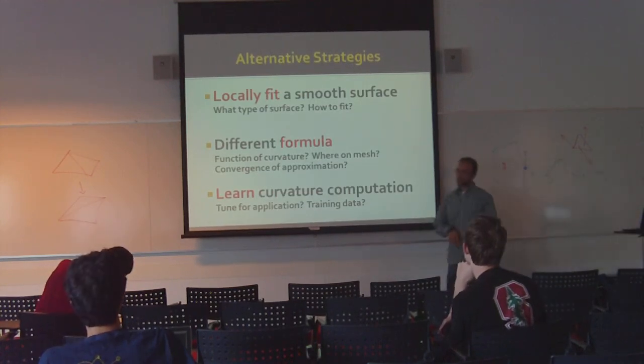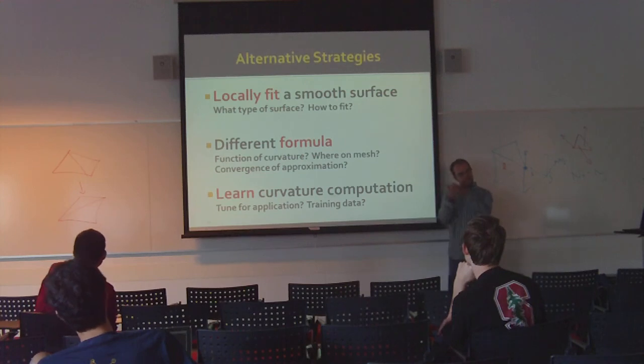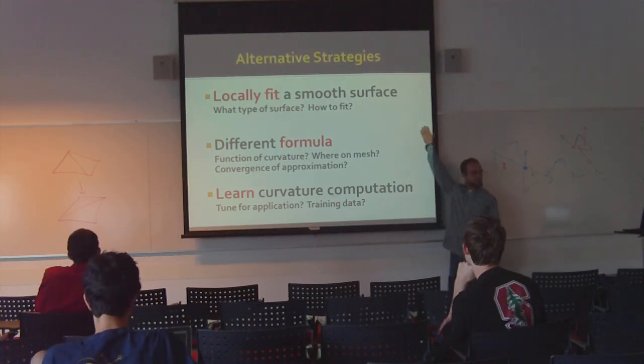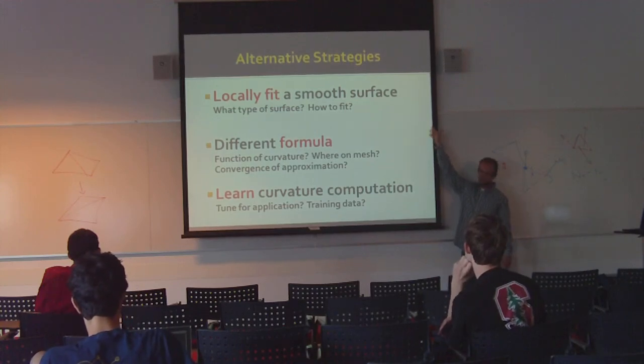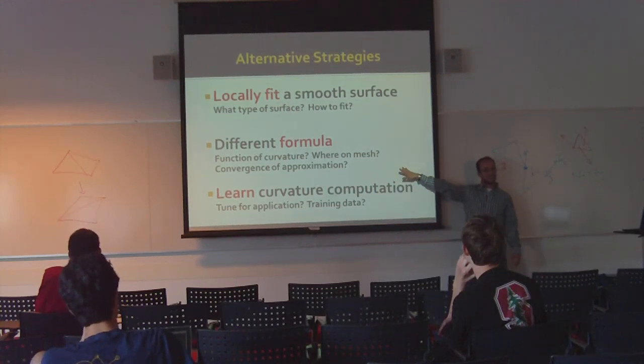For example, one thing you could do that I didn't talk about would be maybe you've learned about B-splines and quadratic surfaces, and maybe I take a little neighborhood on a mesh and I just fit one of those in some least squares sense and use its curvature. That's another reasonable approach. Maybe I use some other formula, some function of curvature, where you evaluate it, you've got to make sure your function converges.